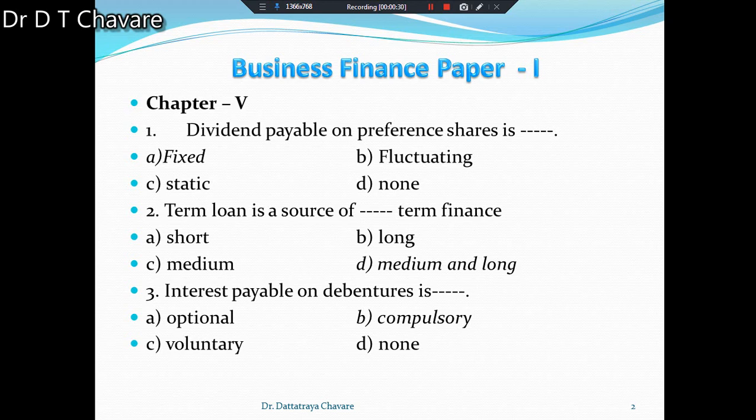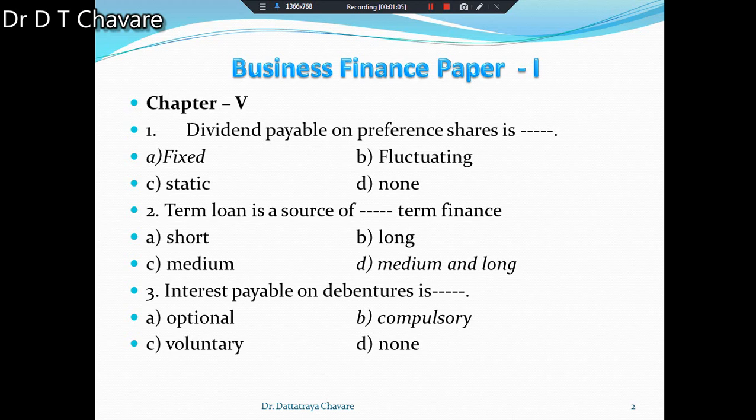Alternatives are given: A. Fixed, B. Fluctuating, C. Static, and D. None. The answer will be fixed. Dividend payable on preference shares is at a fixed rate. Don't forget it at all. That's why the right alternative is fixed.